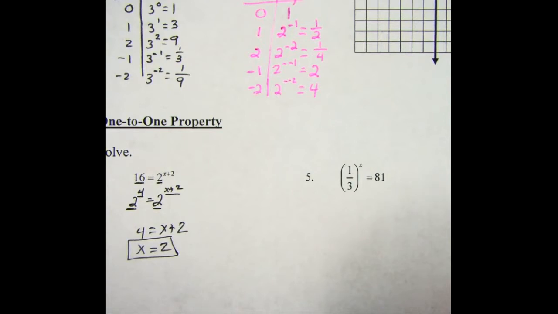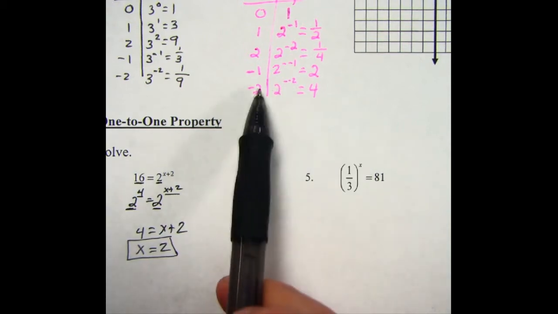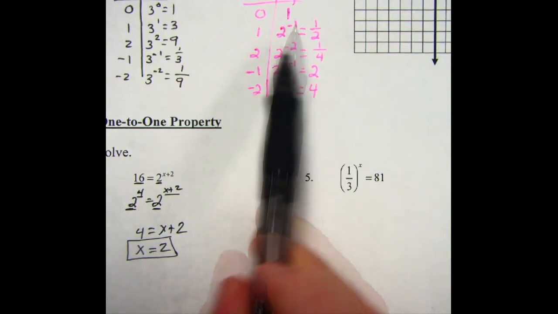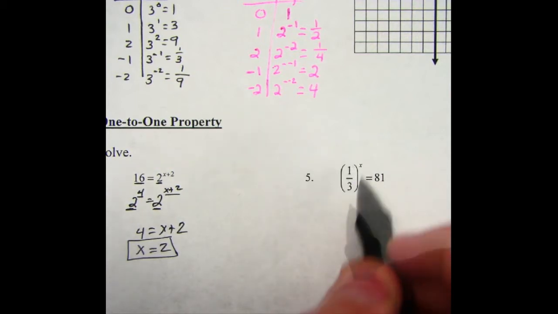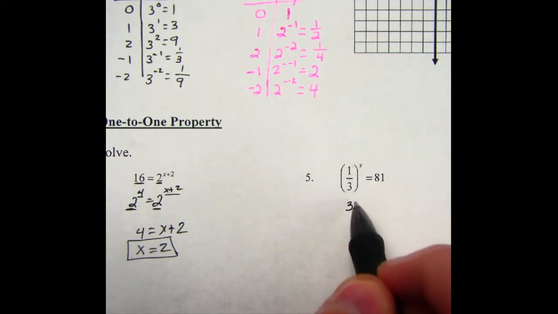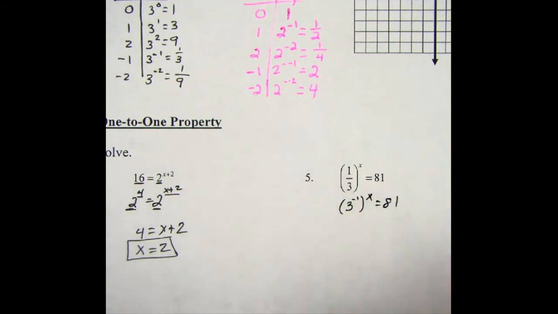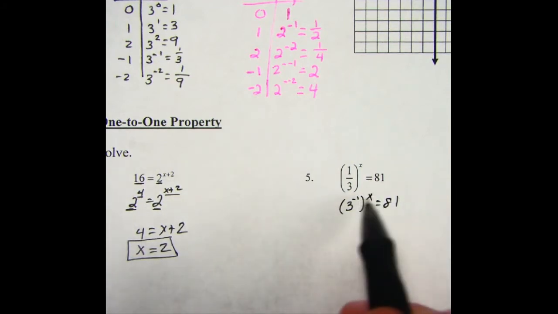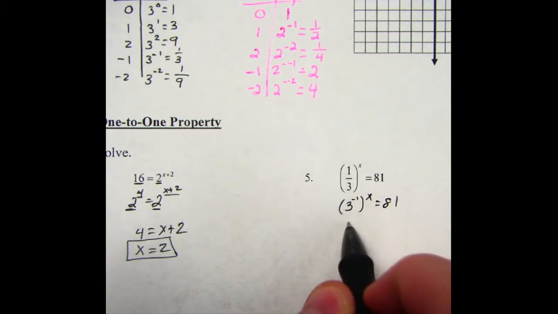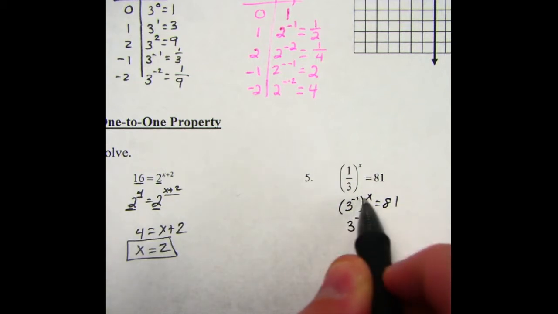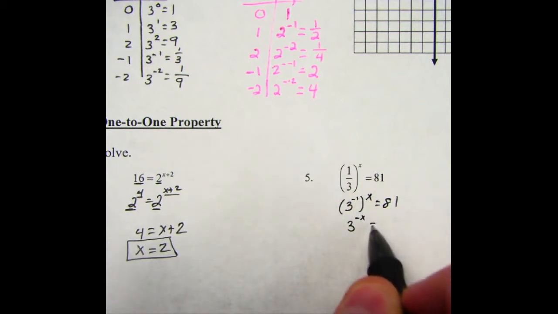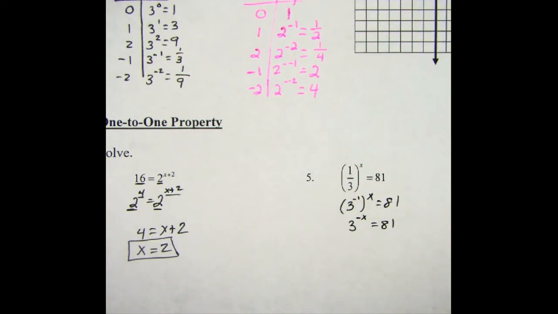1/3 to the x power is equal to 81. Now 1/3, remember with the negative exponent like we did up here, the negative exponent just flips that number around. So could I write that as 3 to the -1 exponent? And remember, when you have a power to a power, you can really write that as just 3 to the negative x, because you multiply those together. Okay, so we have that right now.